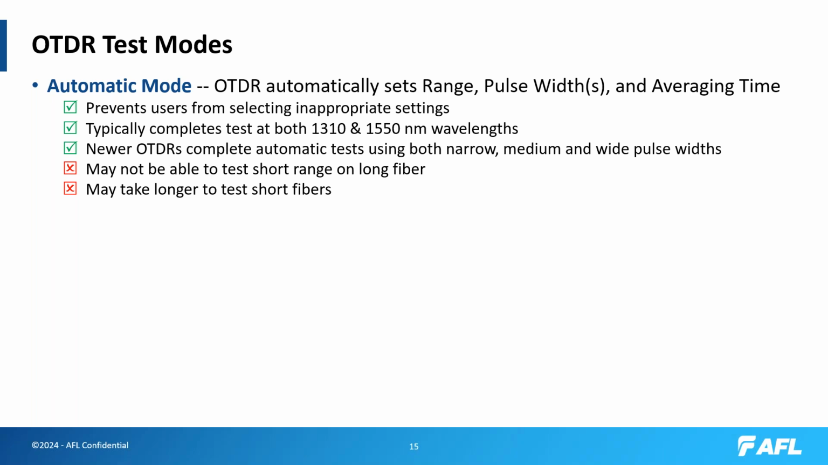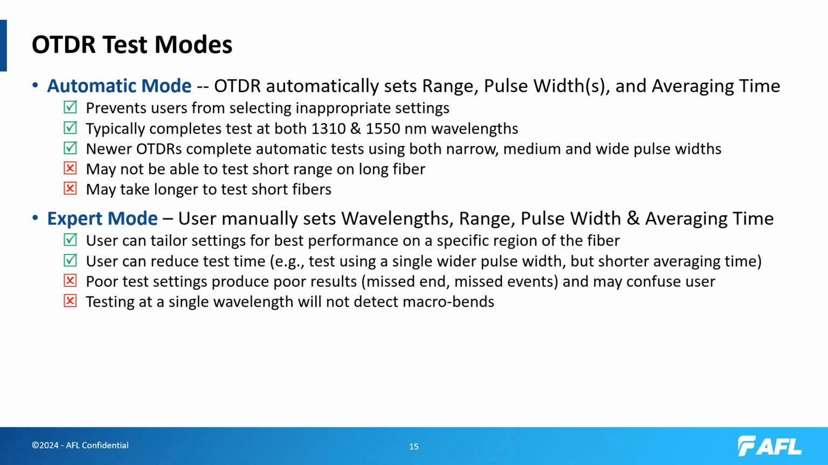further down the fiber. You may not be able to test short range on a long fiber in automatic mode as well as you could with an expert mode using a single fixed pulse width. And it may take longer to test short fibers because it's automatically using these multiple pulse widths and taking a little bit longer to perform enough averaging at each of those pulse widths.